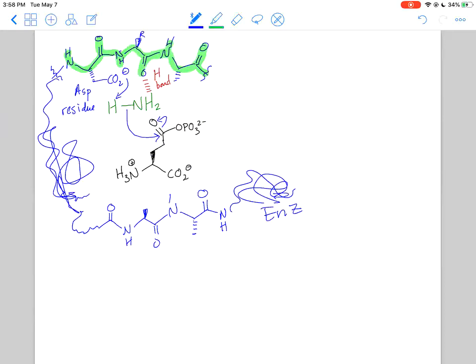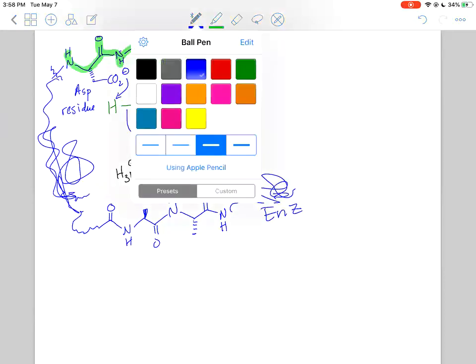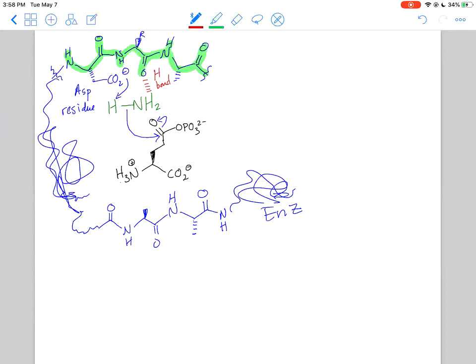I'm going to put my hydrogen there, and I just happen to situate it in such a way that we have these groups coordinated to each other. So this is yet another hydrogen bond between the peptide backbone and the substrate. And we see here there's another opportunity for a hydrogen bond.